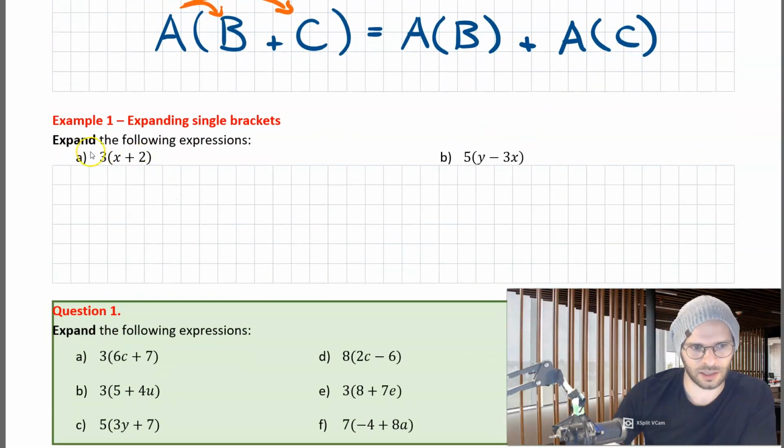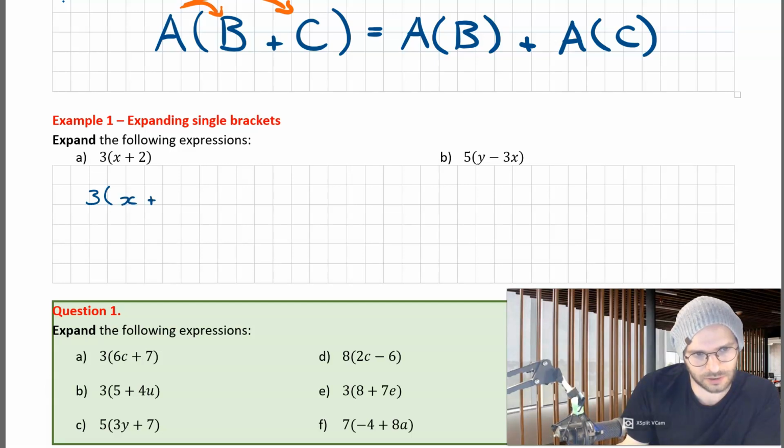Example 1. Expand the following expressions. We have, for the first example, 3 multiplied by the expression x plus 2. The way in which we expand this outwards is we have to identify our outward coefficient, so 3, and multiply it with each of the inner terms, so x and 2.